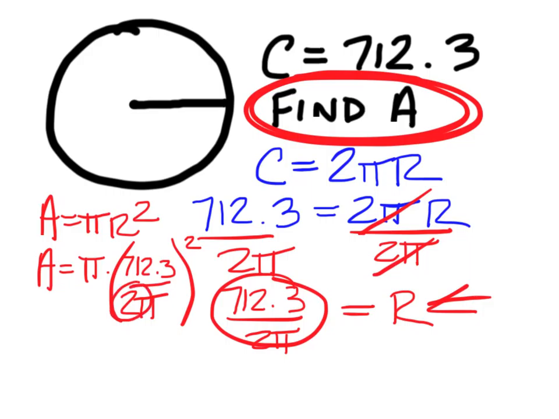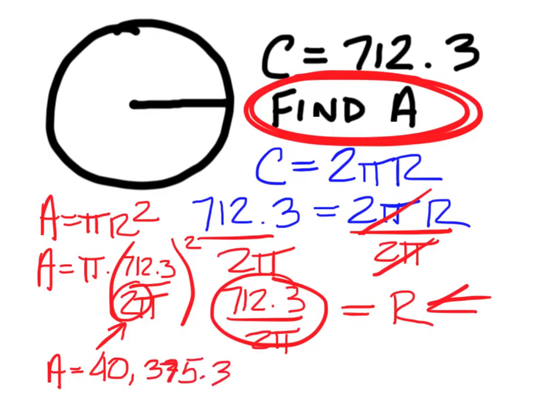So in your calculator, it's pi times left hand parenthesis 712.3 divided by left hand parenthesis 2 pi, right hand parenthesis, and then another one. And then hit the square button. What should you come up with? That confuses me. How many parentheses do you have? 40,375.3.